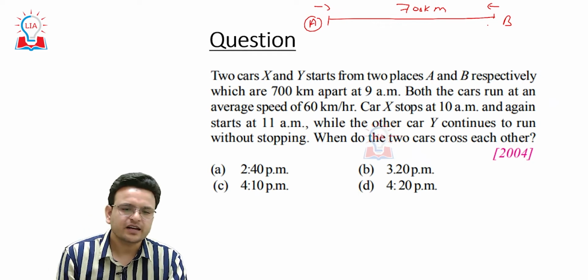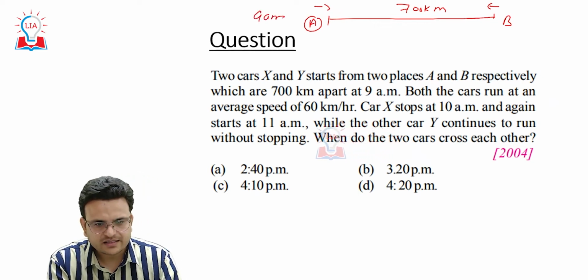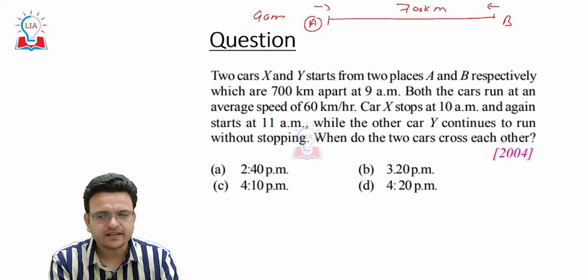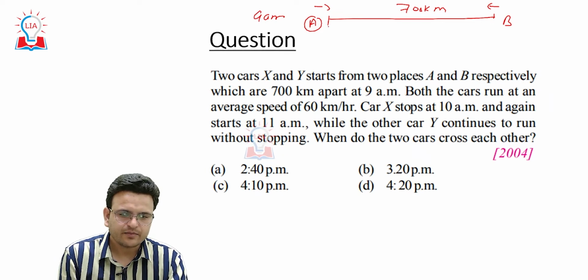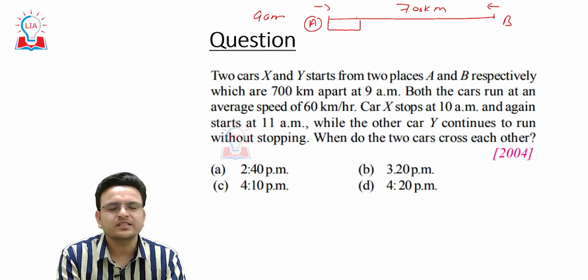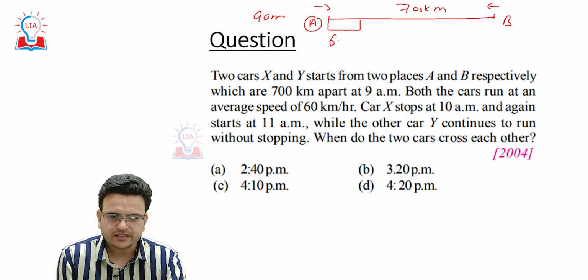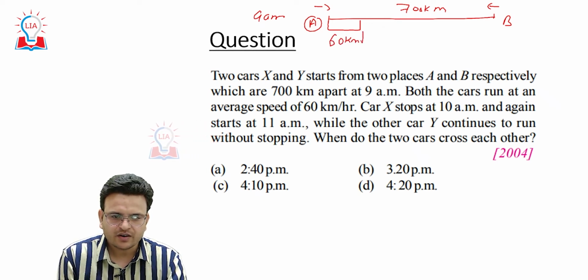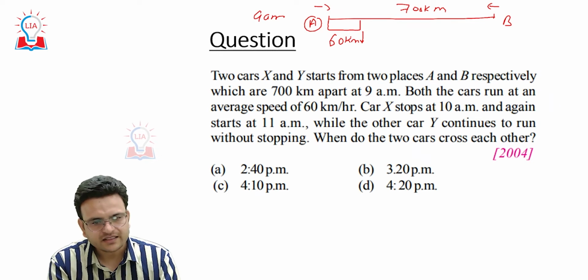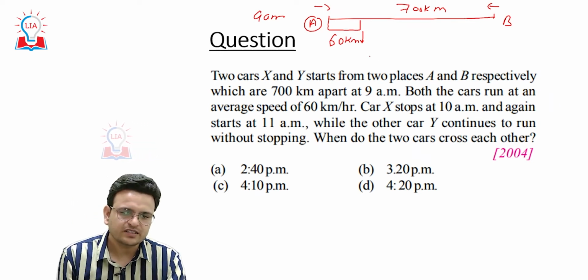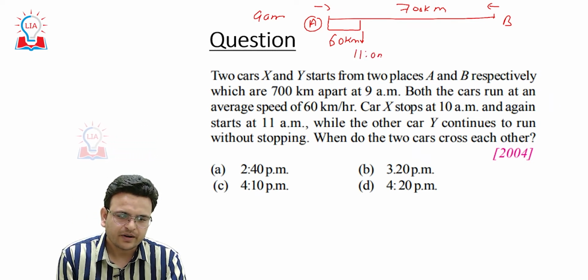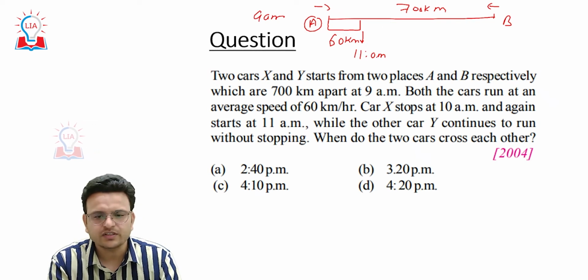Both of them have started at 9 a.m. Car X stops at 10 a.m. and starts again at 11 a.m. From 9 a.m. to 10 a.m., how much distance will car A cover? It will cover 60 kilometer. Then car X has stopped and again it will start at 11 a.m. But car Y is continuously running.